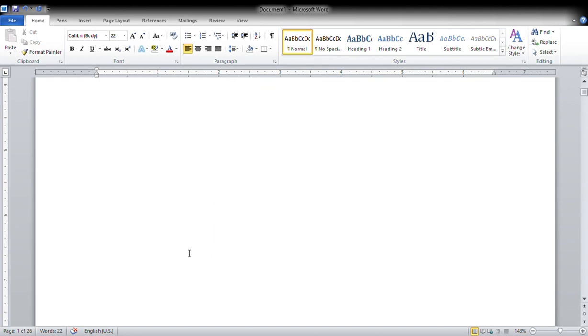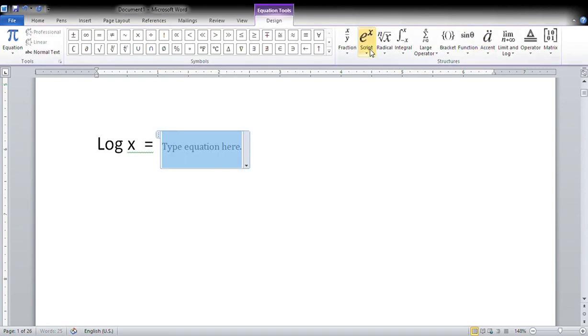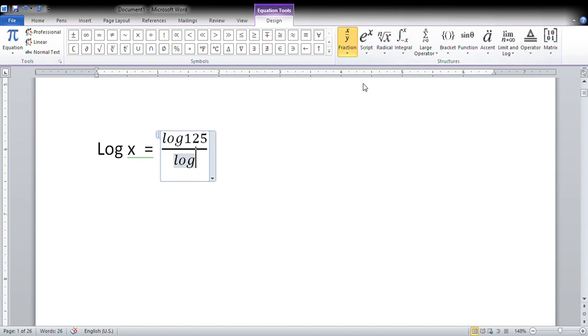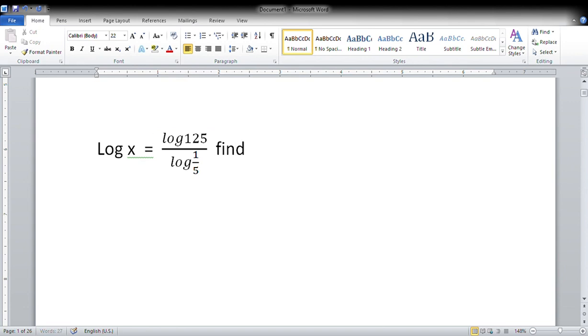Now come to the next question. What is the next question? The next question is: log x is equal to log 125 divided by log 1 by 5, right? So in that case, you have to find x.